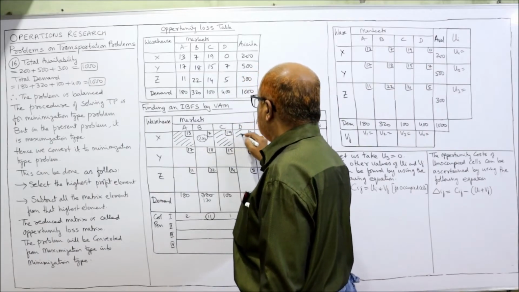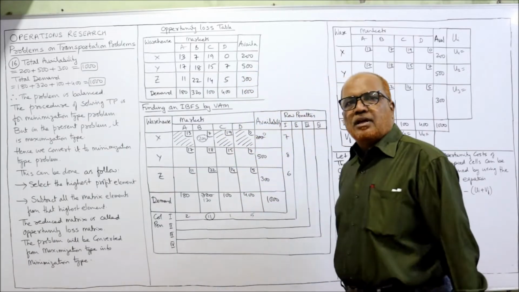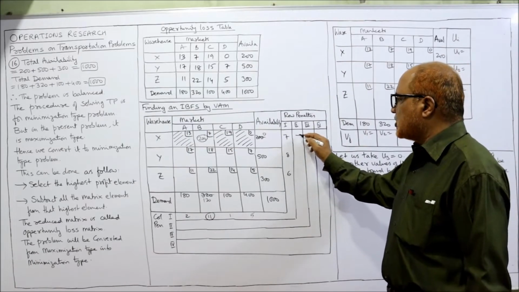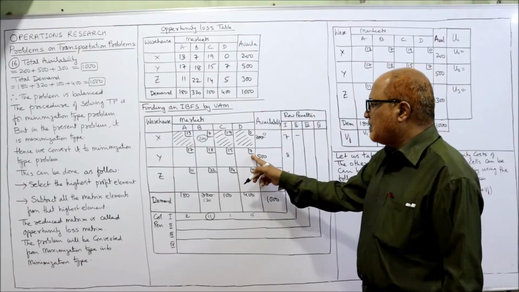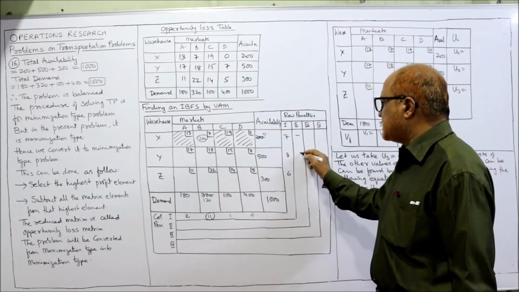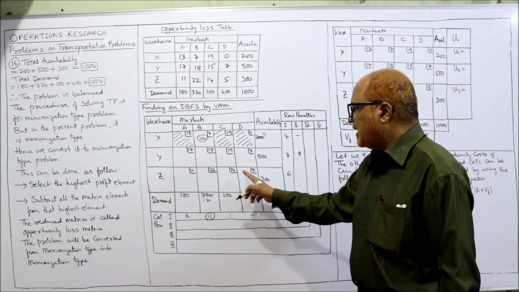The first row is blocked. Now I am coming to the second penalty. First row is blocked, put a dash. Second row minimum 7. Next minimum is 15. So 15 minus 7 is 8. Here minimum 5. Next minimum 11.